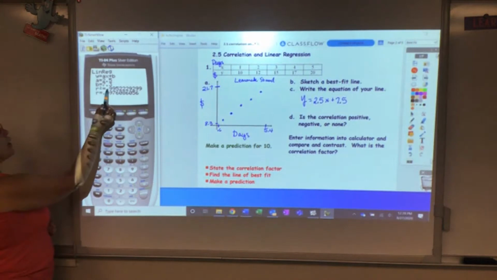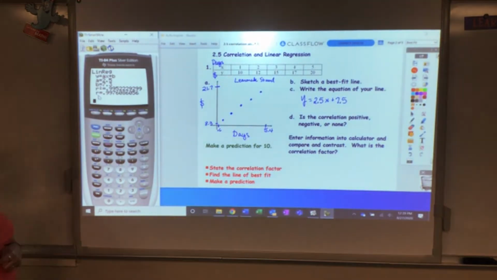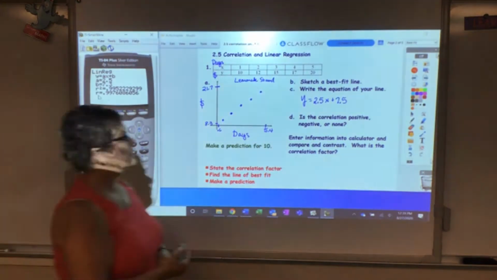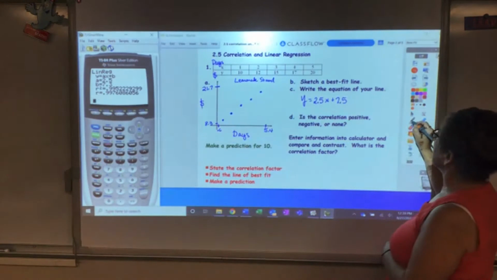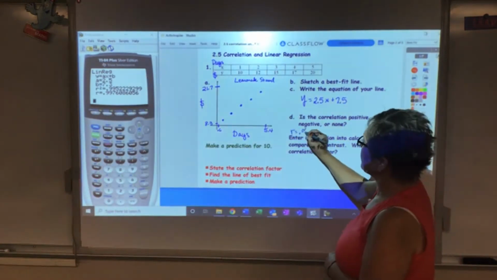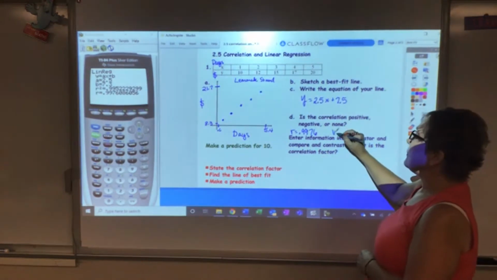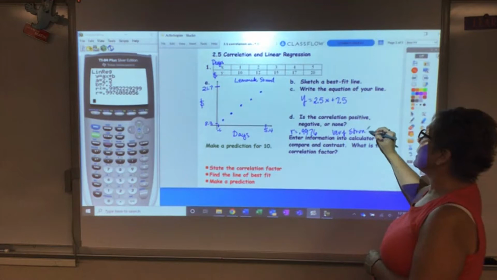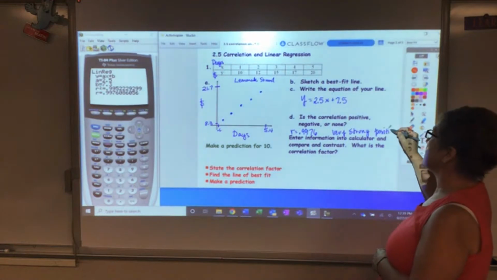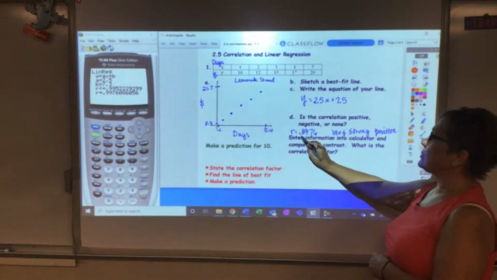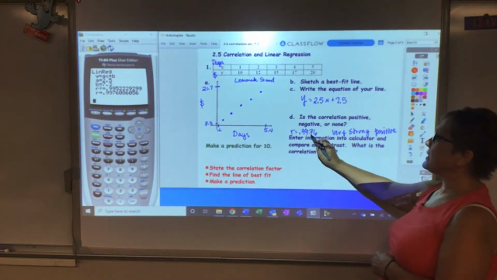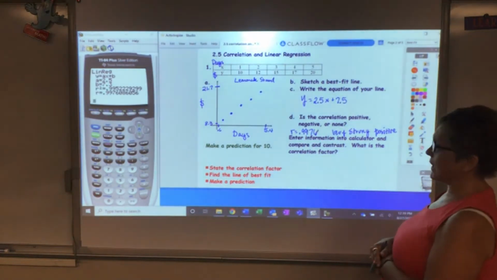Now you see I have an R squared and an R. R squared is coefficient of determination and R is correlation. We are looking for correlation on linears. So my correlation is R equals 0.9976. And what can you tell me about that correlation? It is very strong, positive correlation, because this is close to a positive 1. 99.76% of the points fall on the line.